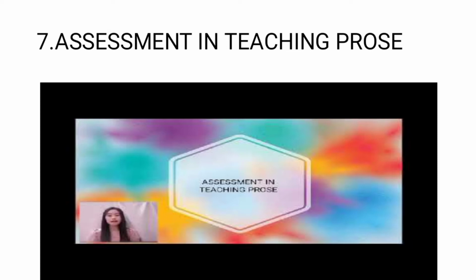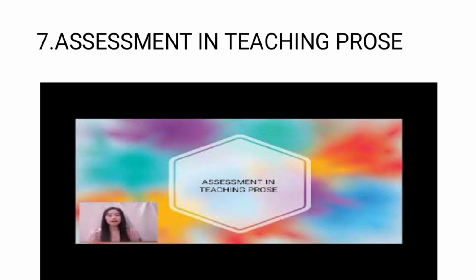So the next topic would be assessment in teaching prose. To better understand its significance in teaching prose, if you're going to define assessment in general, basically it is the systematic basis for making inferences about the students' learning and development. It involves analyzing, interpreting, and collecting information, and it is meant to upgrade the students' learning and development.